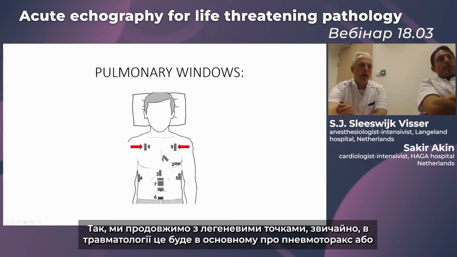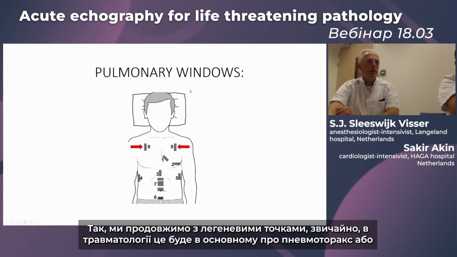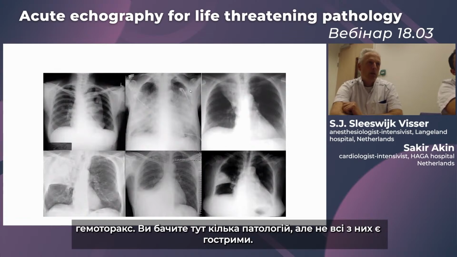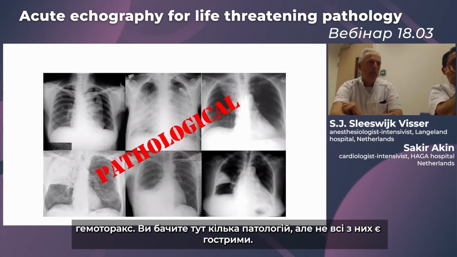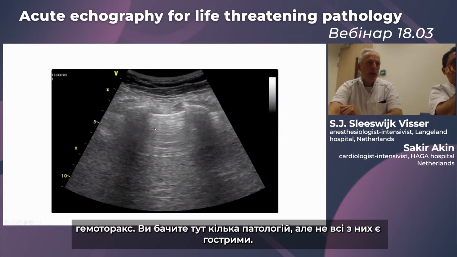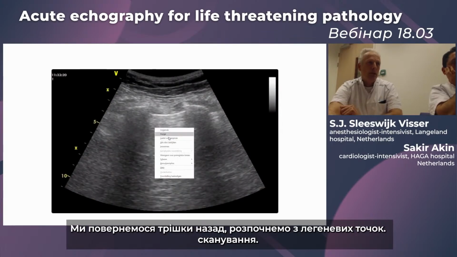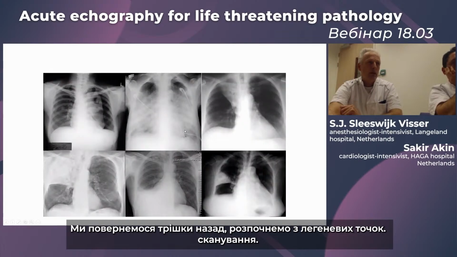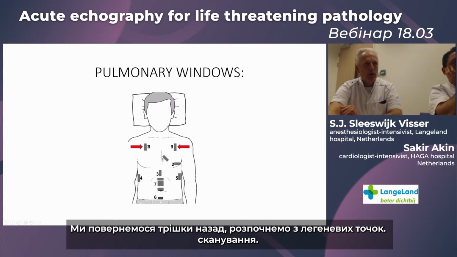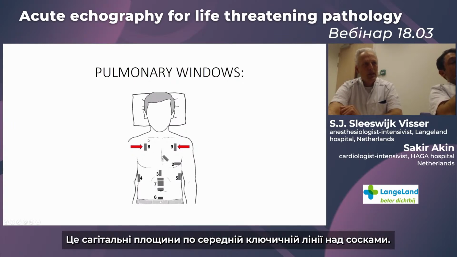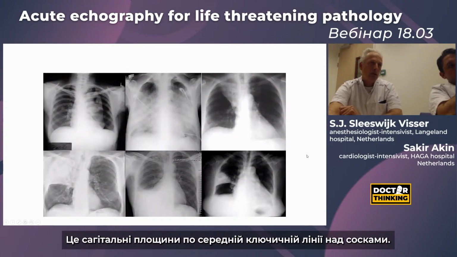Yeah, we continue with the pulmonary windows. Of course, in traumatology, this will be mainly about pneumothorax or tension pneumothorax or hemothorax. You see here several pathologies, but not all of them are acute pathologies. We start, just go back a little bit actually. We start with the pulmonary windows. They are sagittal planes in the mid-clavicular line above the nipple. It can be done very fast.